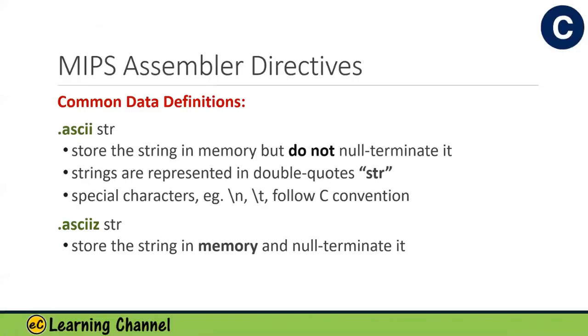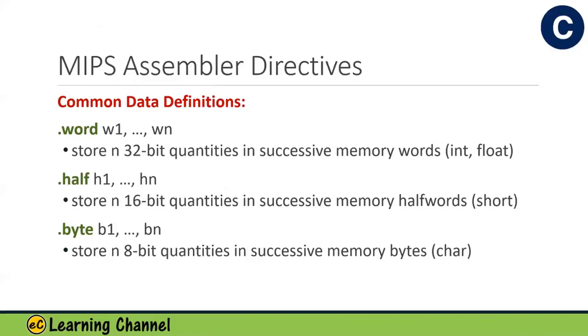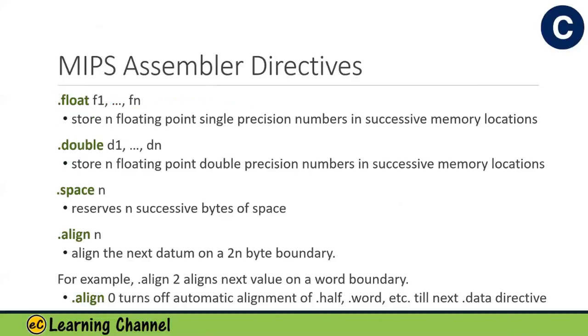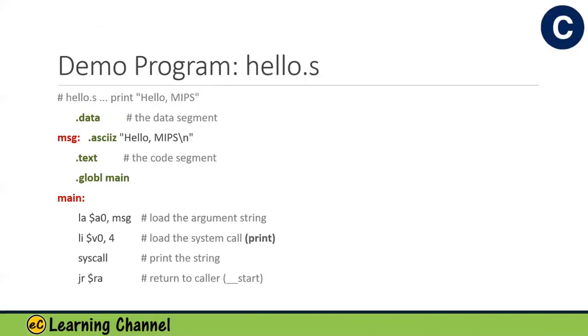Is that okay? So basically, these are used for data types: integer, float, short, character, something like that. And you have the float. You can declare float. You can declare double. You can declare space. Space means I reserve some space, but I do not use it. And align n actually is more for structure. So we will see it when we meet it.